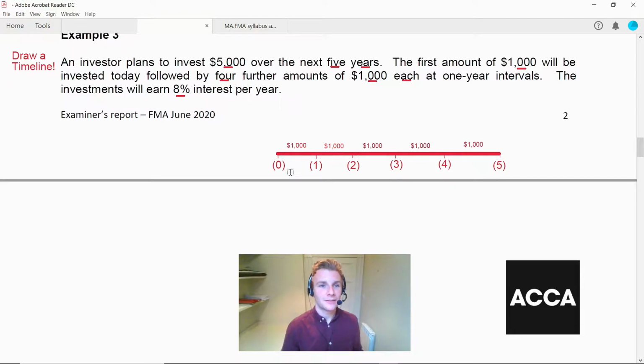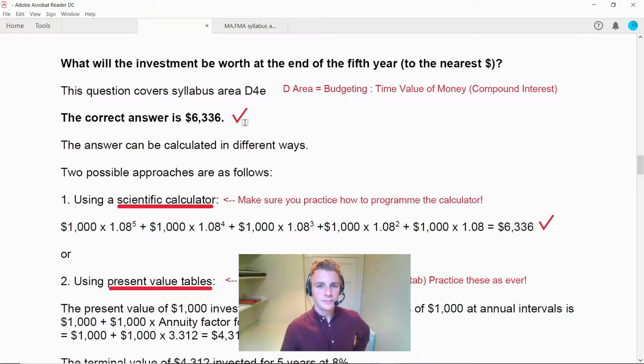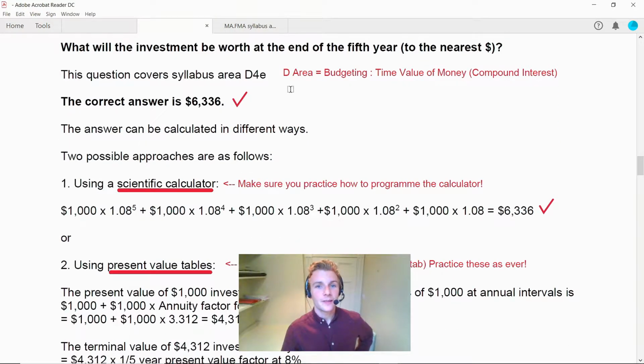But look at the timeline on there, it actually just puts it in perspective that plans to invest 1,000 over the next 5 years, and then we've actually got a rate on there of 8%. Another note on there I put, when I see that rate of 8%, you've got to be thinking straight away PV factor tables. But we'll come on to that in a second, how to work it out. So the area of the syllabus for this is area D, so the budgeting, the time value of money, compound interest. If you don't know about compound interest, go on to other videos online and put it in. It is a fundamental, paramount concept that you need to know about.